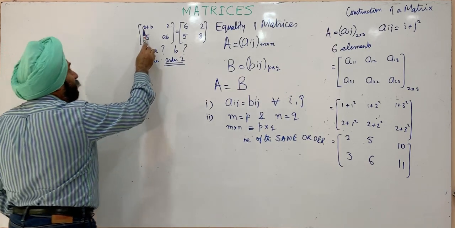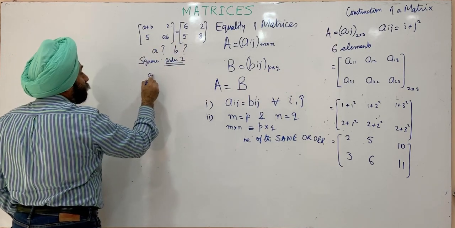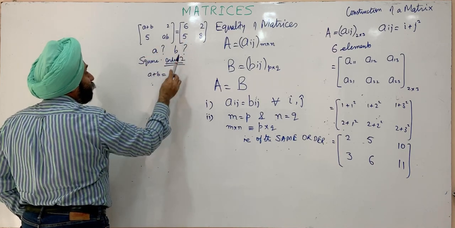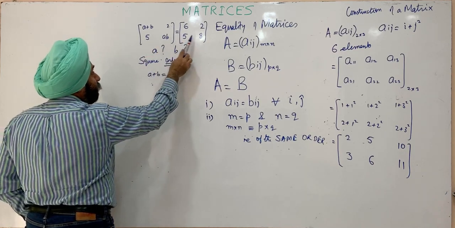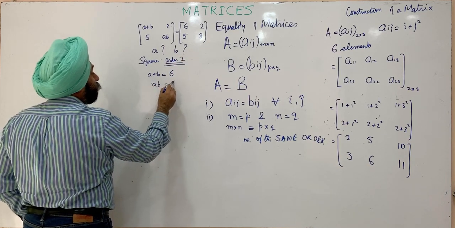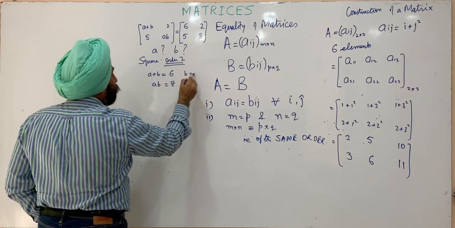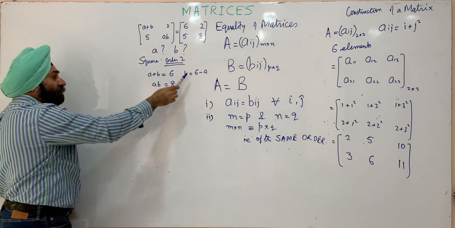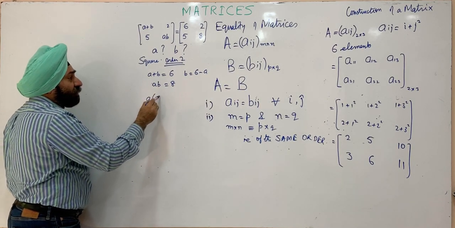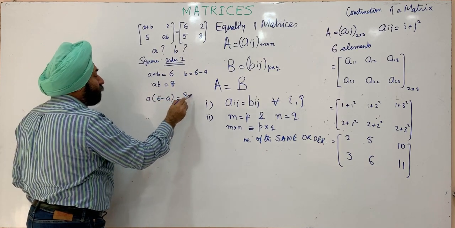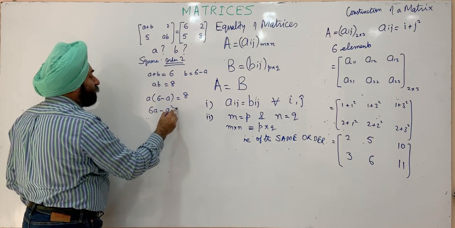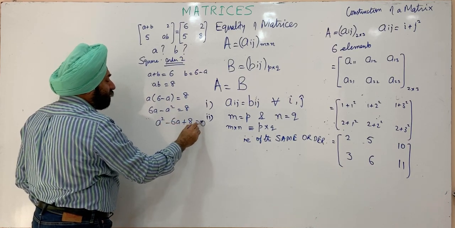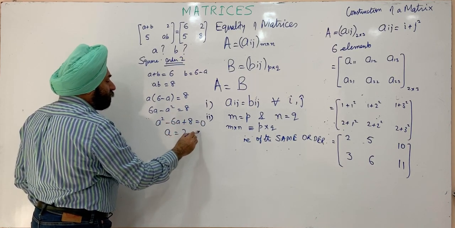So that means A plus B is equal to 6, 2 is equal to 2, that is true, 5 is equal to 5, and also AB is equal to 8. This means B is equal to 6 minus A. We substitute the value of B here. This is A into 6 minus A, that's 6A minus A square, or A square minus 6A plus 8 is equal to 0. That's A equals 2 or 4.